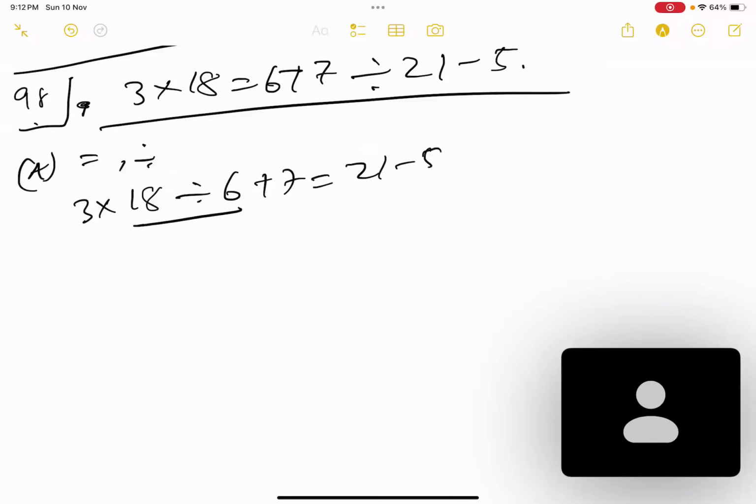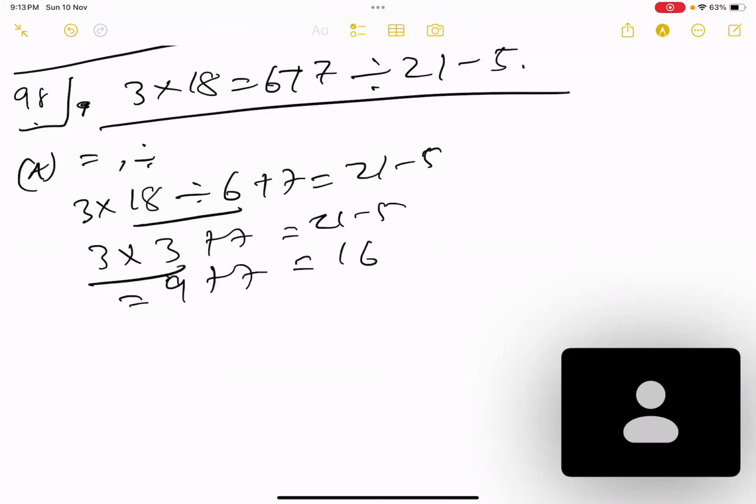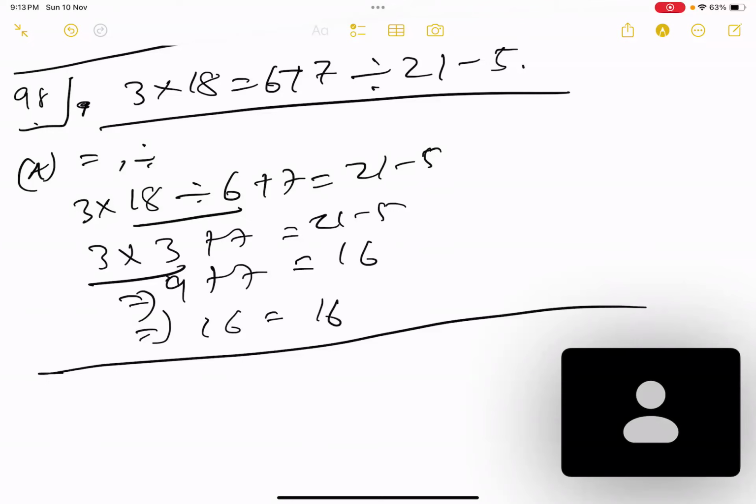So let's apply the BODMAS rule. So division will come first. 3 into 3 plus 7 is equal to 21 minus 5. So next we'll multiply it. 9 plus 7 is equal to 16. So 16 is equal to 16. So the answer is A, the right answer.